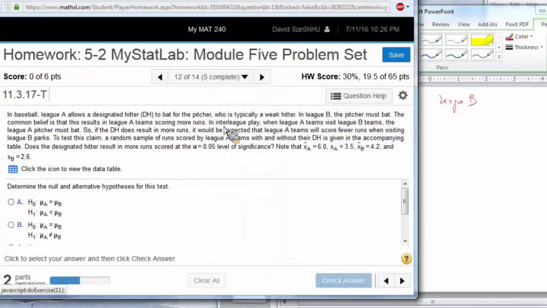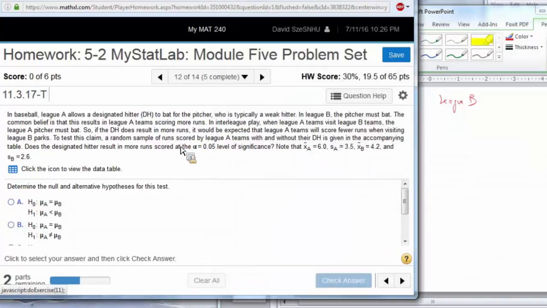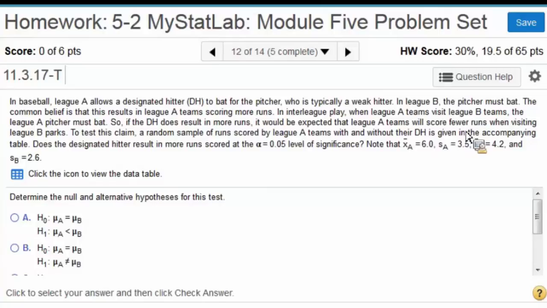Okay, blah, blah, blah, League A versus B, pitcher must bat. So in these games, it's expected that League A teams will score fewer. Regularly it scores more, but here in this data set, we think it scores fewer. This is why I think it's confusing, because you have to know something about baseball. So League A teams will score fewer runs.